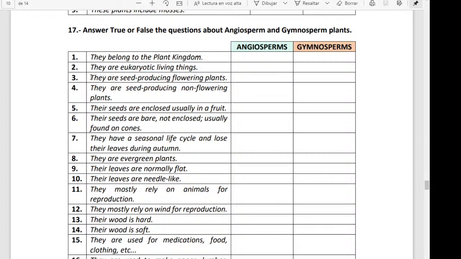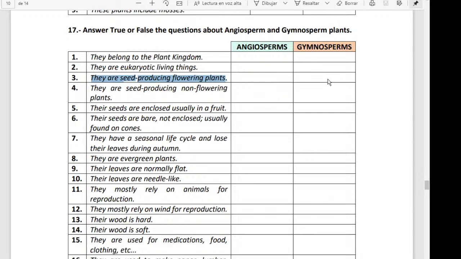Let's move to number 3. They are seed-producing flowering plants. So, what do you think? Are we talking about angiosperms or gymnosperms? Attention. Number 3. They are seed-producing flowering plants.